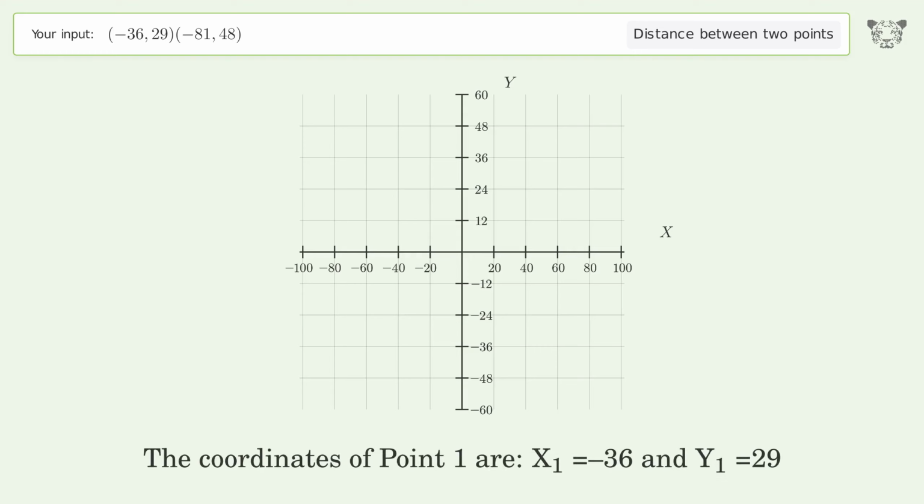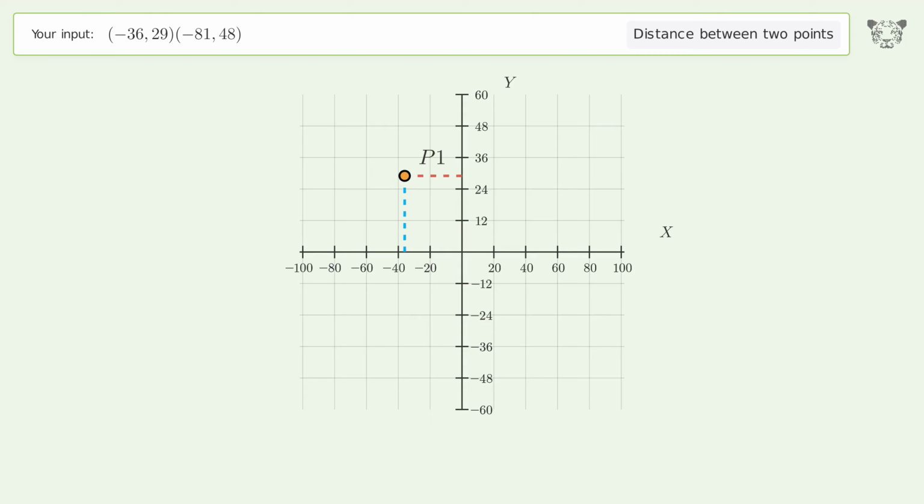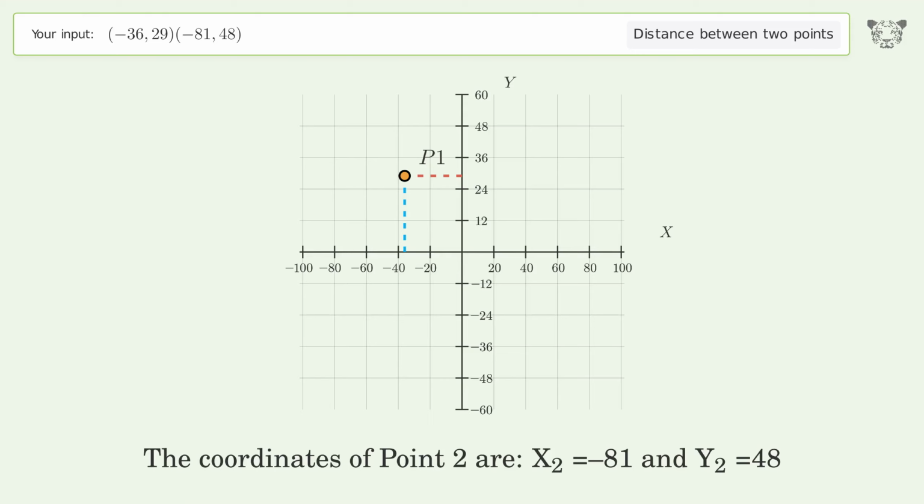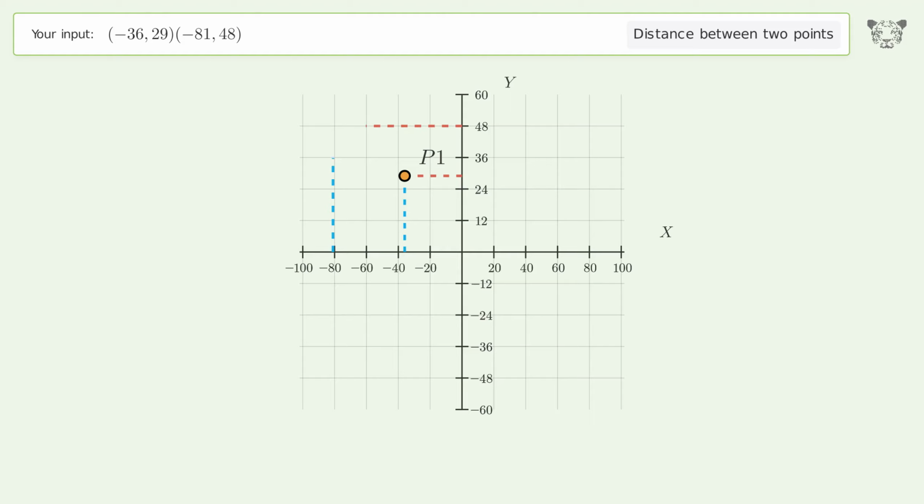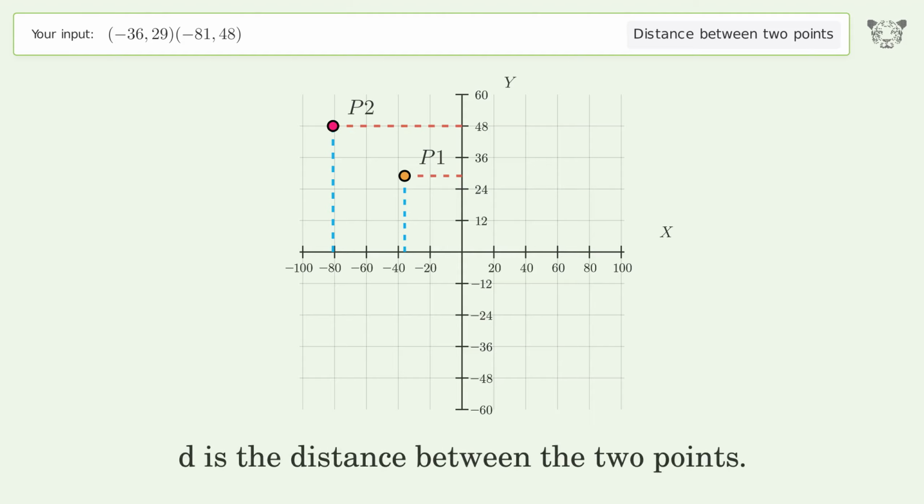The coordinates of point 1 are x1 equals -36 and y1 equals 29. The coordinates of point 2 are x2 equals -81 and y2 equals 48. D is the distance between the 2 points.